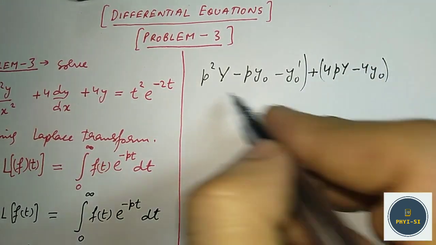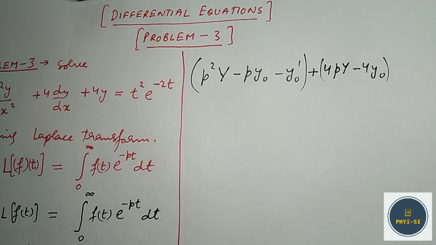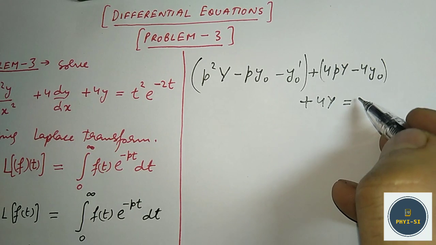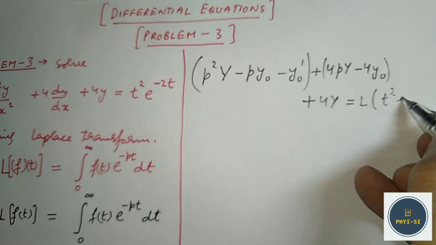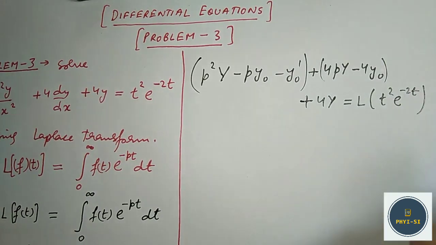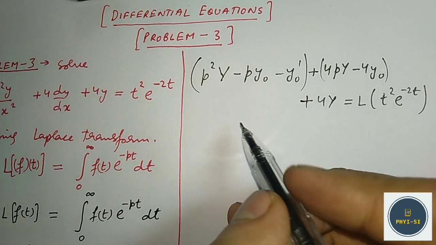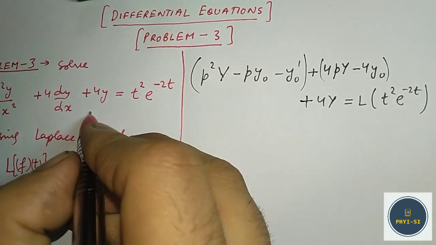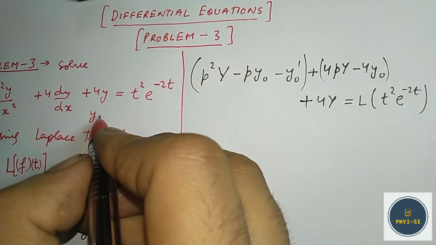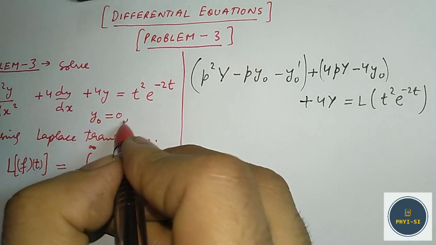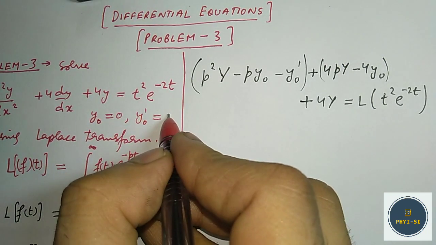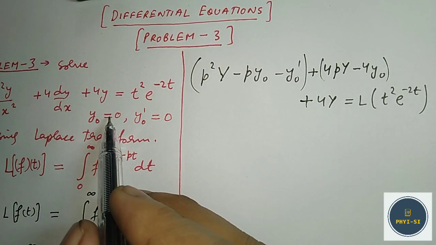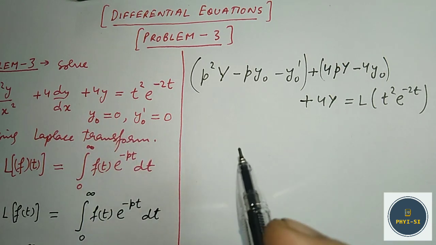This is for the Laplace transform of y dash, plus 4y, and then the Laplace transform of t square e raised to power minus 2t. Now, sorry, I haven't given the initial condition. Initial conditions are such that y naught is equal to 0 and y dash naught is also equal to 0. It means at x is equal to 0, y is equal to 0, and at x is equal to 0, y dash is also equal to 0.